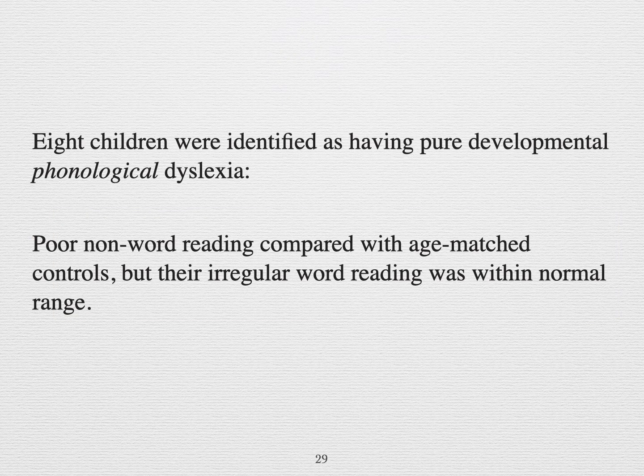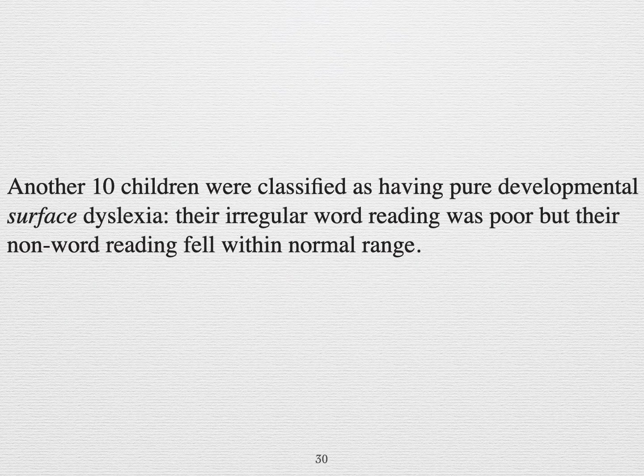So here, 8 of these children had pure phonological dyslexia, developmentally. And so very bad non-word reading, but irregular word reading within the normal range. That's really remarkable. And 10 children had developmental surface dyslexia. Very bad irregular word reading, like yacht and pint, but pretty good reading of nonsense words.